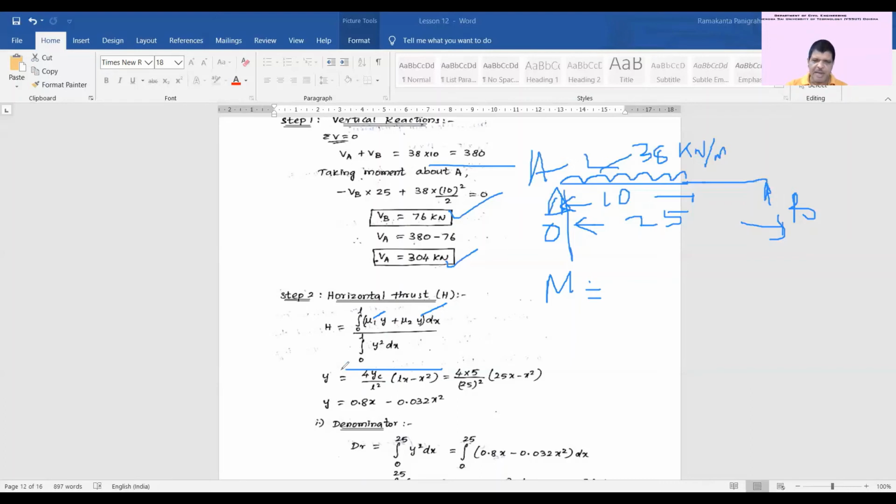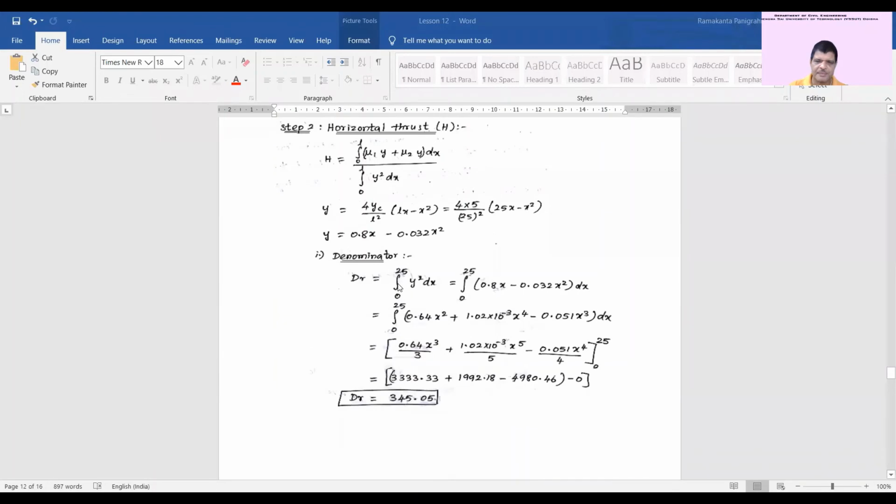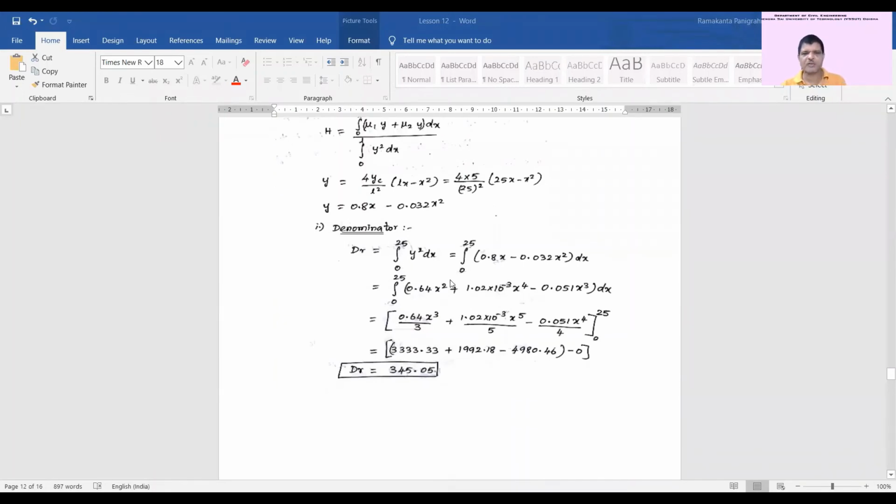Now let us first find out the value of y, because in the denominator we have y square dx. Again, it is a parabolic arch. So y is 4h by L square into Lx minus x square. You have to integrate this value, 0.8x minus 0.032 x square, and you can integrate from values 0 to 25 to get the value. So now this y square dx is being directly integrated. I think I should not go into the integration details by putting the lower and upper values. So it is 345.05. This is the denominator part.